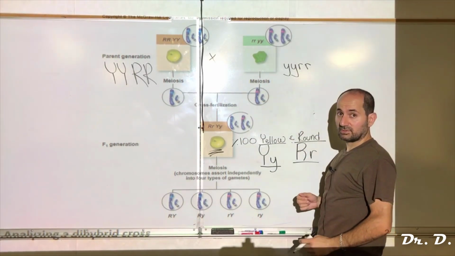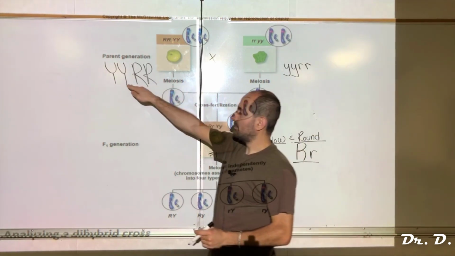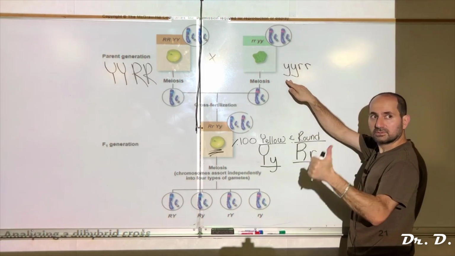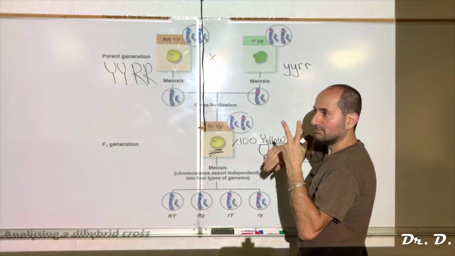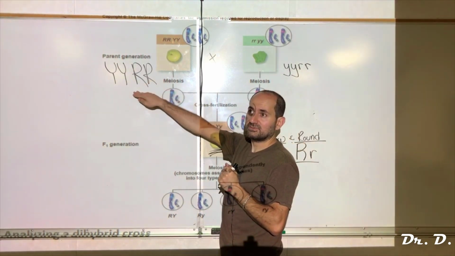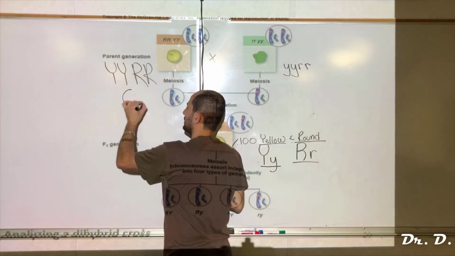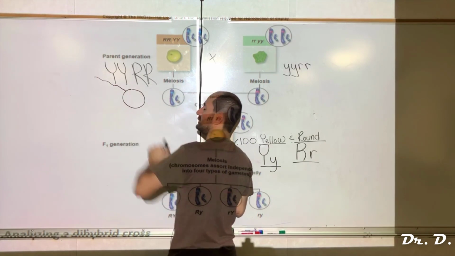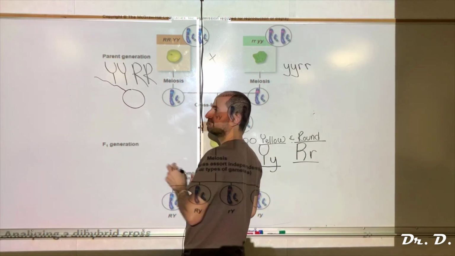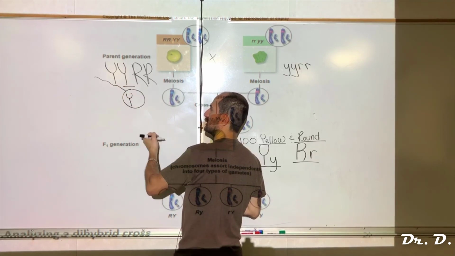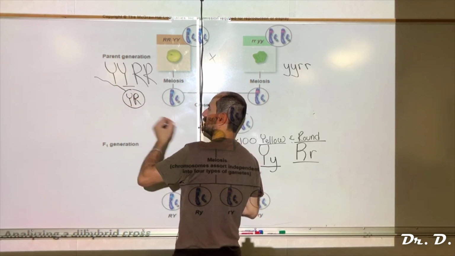How do you do a Punnett square? Remember, I know the genotype of this parent, good. I know the genotype of this parent, good. What's the second step? Figure out what kind of gametes this parent can make. Well, what could be in the gametes? In a sperm cell, what could be in a sperm cell? Yeah, big Y and big R.